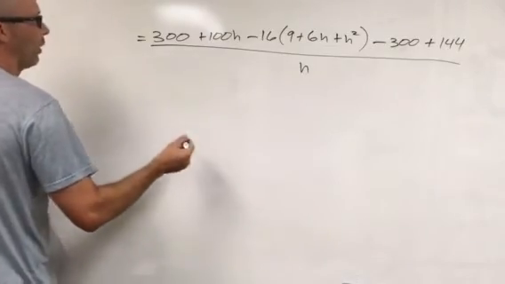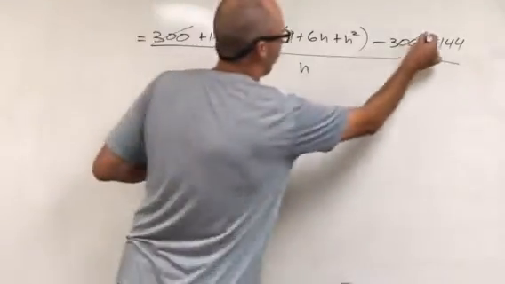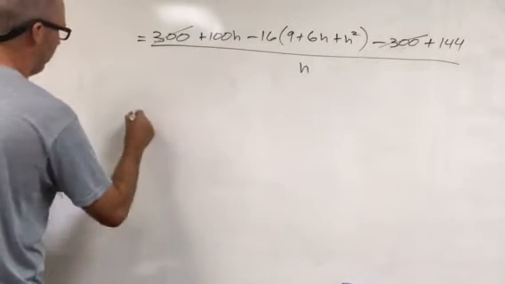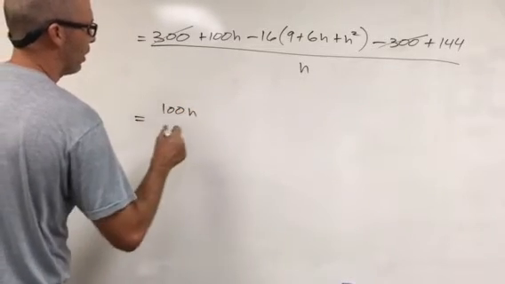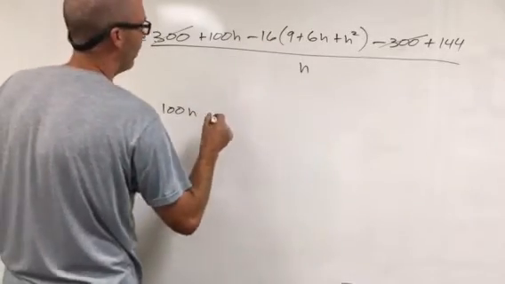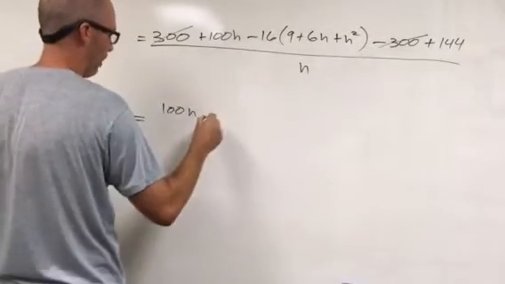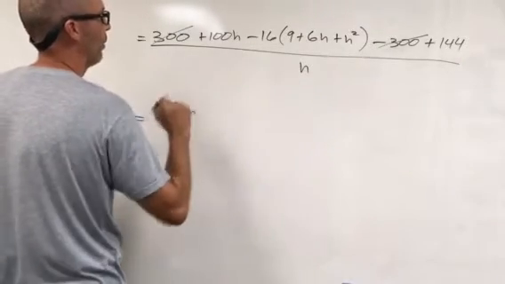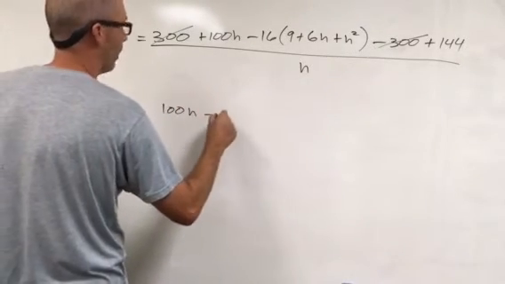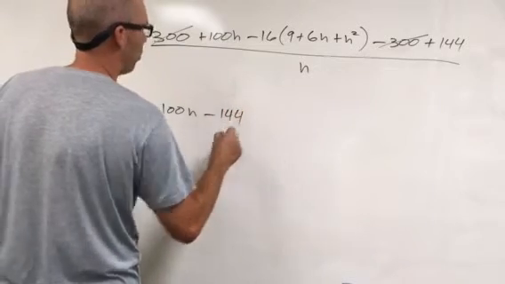All right, so you'll notice that we can get rid of these 300s. Okay, how nice. 100h minus 9 times 16. Oh, look at that. Minus 9 times 16. We just did that, right? 9 times 16. So minus 144.